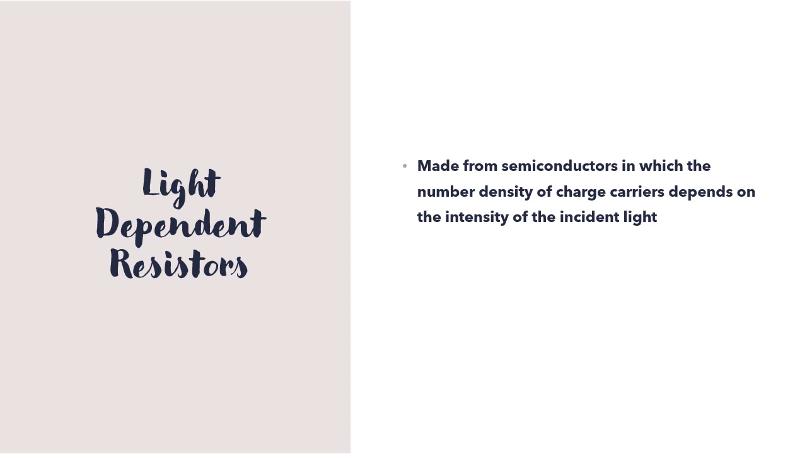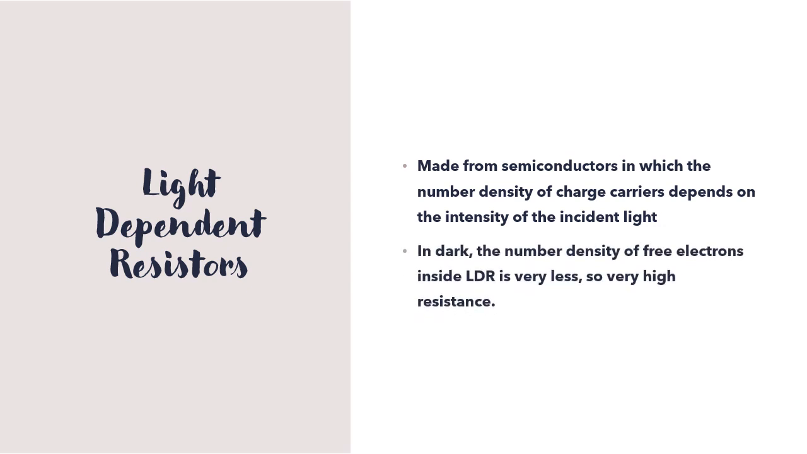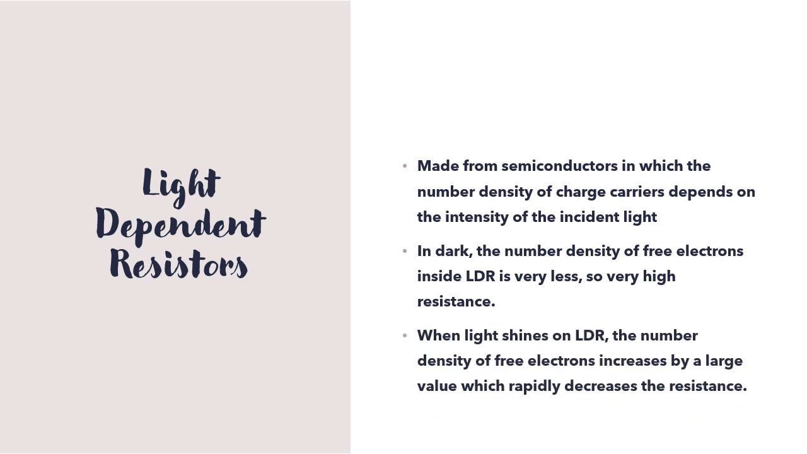If it is too dark, then the number of charge carriers is very less, and because of that it has very high resistance. But when the intensity of the light falling on it increases, the number density of free electrons will increase, because of which the resistance would decrease. So here also you need to know the circuit symbol. This is how you draw an LDR, but this is how the LDR looks like.